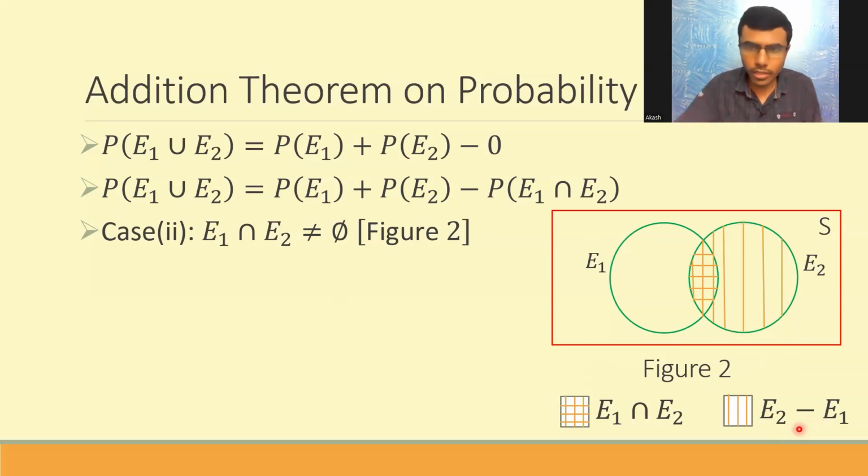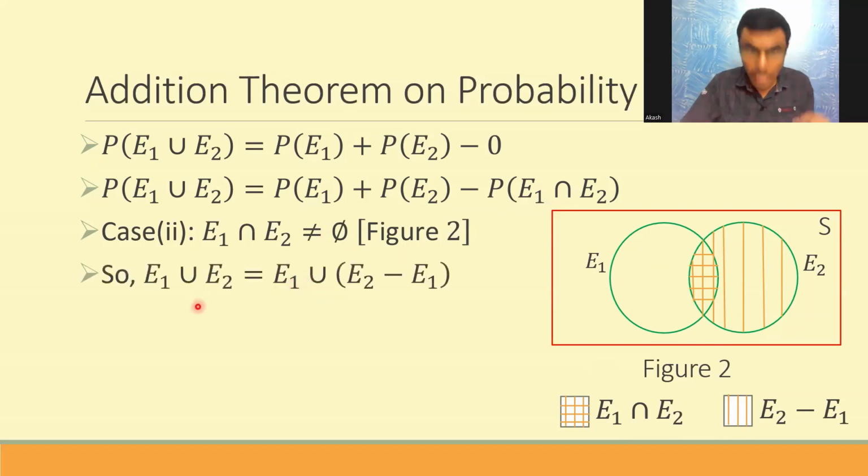I'll explain carefully now. What is E1 union E2? E1 union E2 is nothing but these two circles and this entire intersection part and everything. E1 union E2 is this total thing, whatever is there within the two circles. Fine. Now that is equal to P of E1 plus P of E2 minus P of E1 intersection E2. That's what we need to show.